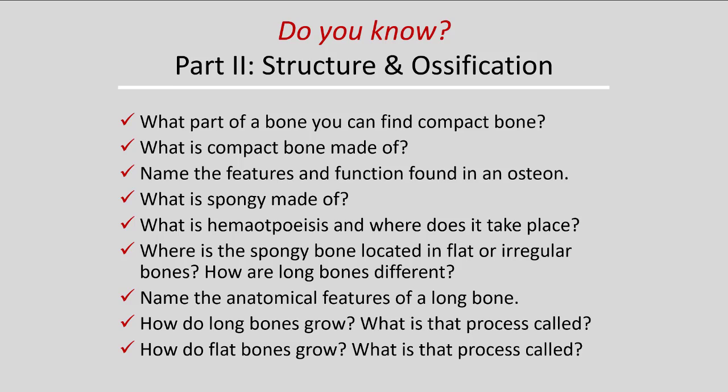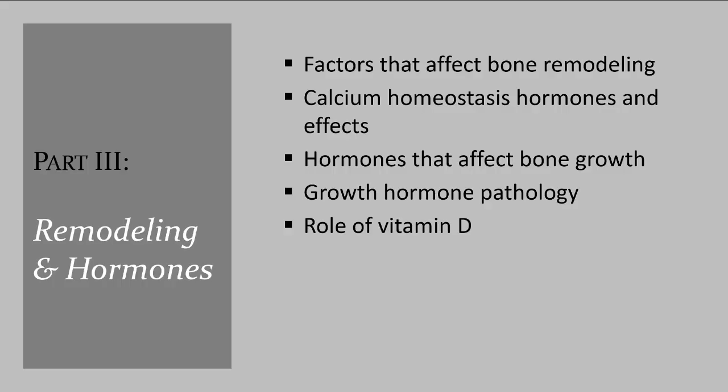What is hematopoiesis? That is blood cell making. And where does it take place? In the red marrow. Where is the spongy bone located? In flat or irregular bones? And how are long bones different? Name the anatomical features of a long bone. And you should know how long bones grow and what the name of that process is called. And you should know how flat bones grow and the name of that process.